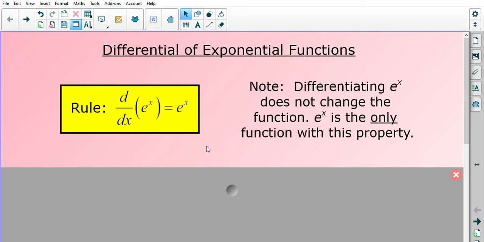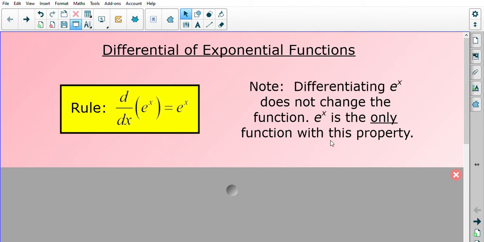Okay, so in this video today we'll be looking at the differential of the exponential functions. This has got a very nice property. The rule is, if you differentiate e to the x, you get e to the x back out. So differentiating e to the x does not change the function. e to the x is the only function with this property.